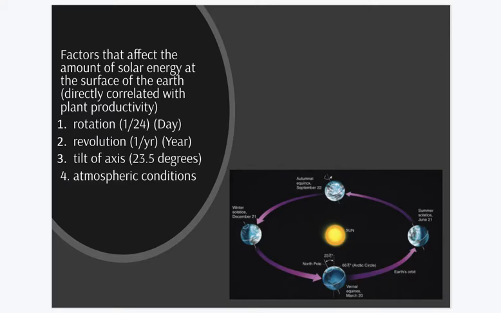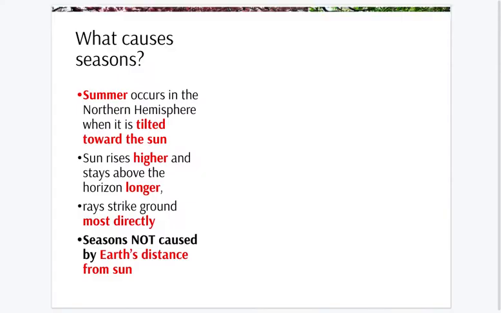The factors that affect the amount of solar energy at the surface of the Earth: first, it directly correlates with primary productivity, so the amount of energy that plants are capable of making. Second, you have rotation, how fast the Earth turns on its axis. Revolution, how quickly the Earth moves around the Sun. The Earth's tilt, which is 23.5 degrees, so that axis on which it rotates is tilted. And general atmospheric conditions. If it's cloudy, you're going to have less solar radiation reaching the Earth's surface.